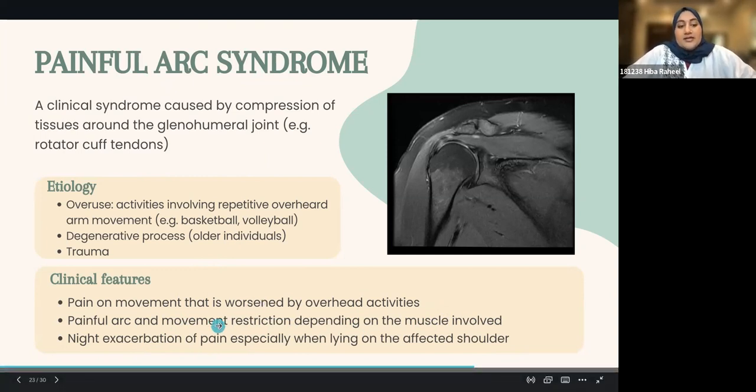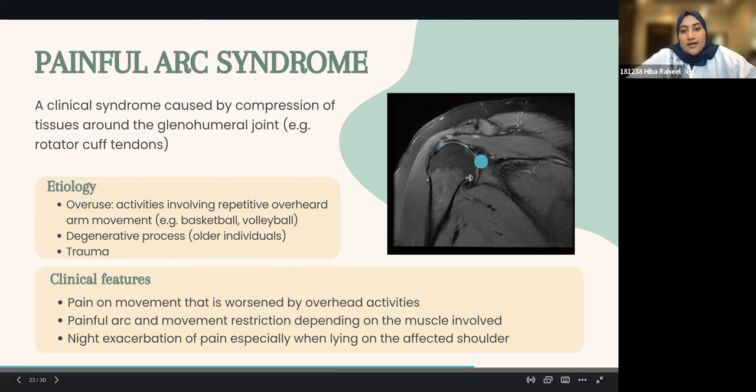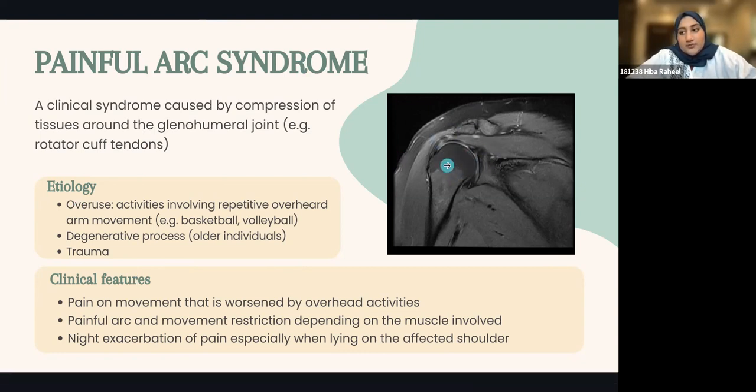Okay, and another very common thing that you're going to notice in the question and nobody really talks about is the night exacerbation. So they're going to say, doctor, when I sleep at night, my shoulder really hurts, or I can't sleep on this side of my arm. And so essentially you should consider, okay, painful arch syndrome, this patient has nighttime exacerbation.